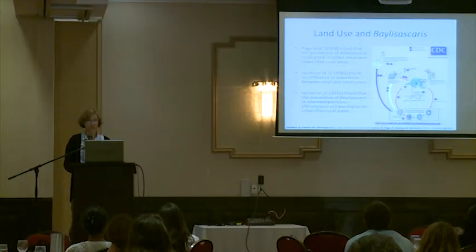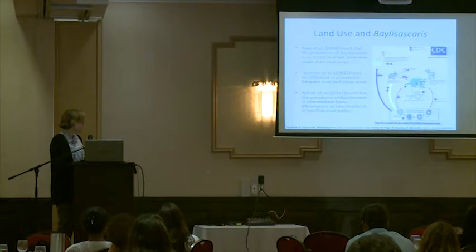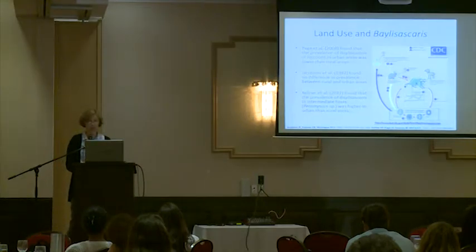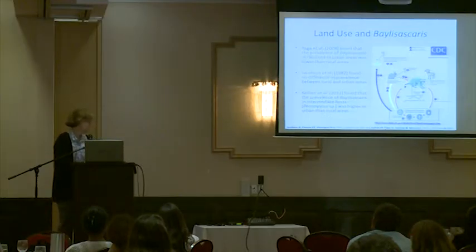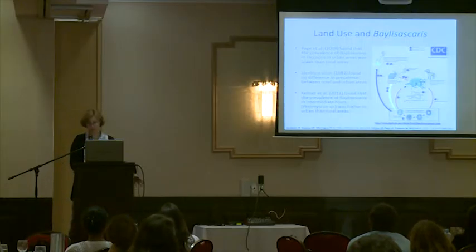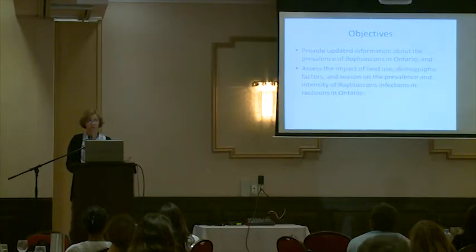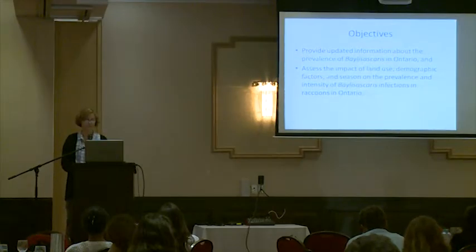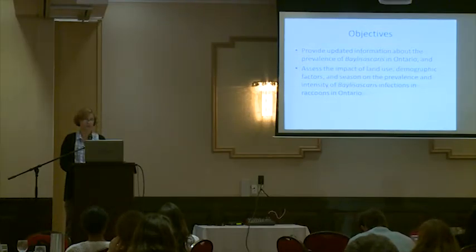And in fact, some researchers have found that the prevalence of Baylisascaris in these intermediate or paratenic hosts is actually higher in urban areas, and this suggests that there is probably greater environmental contamination of the embryonated eggs in these urban environments. So our objectives for this study, since there are a lot of conflicting results out there, were, first of all, to provide updated information about the prevalence of Baylisascaris in Ontario. We get asked this question a lot at the Wildlife Health Centre, and it's nice to have more updated data than the information we had from the 1980s.